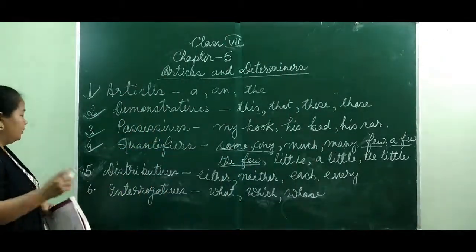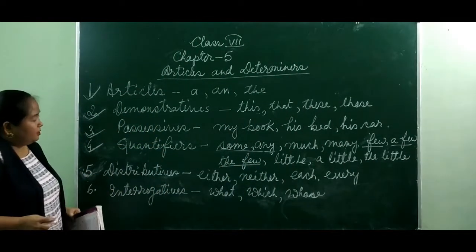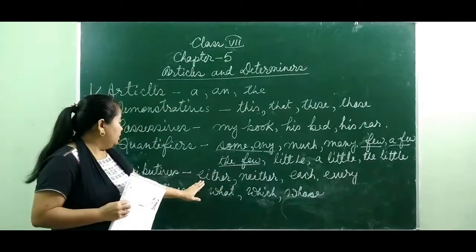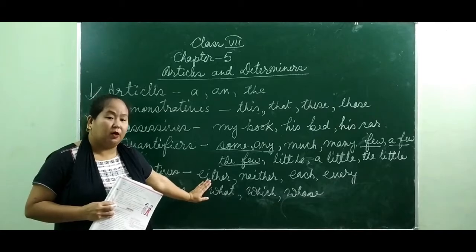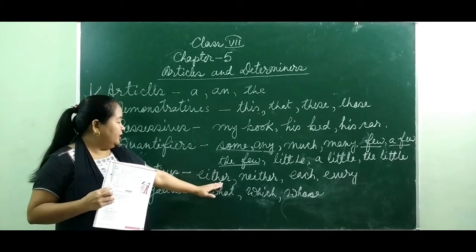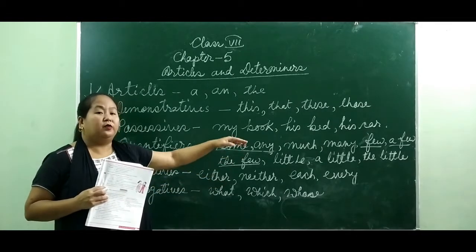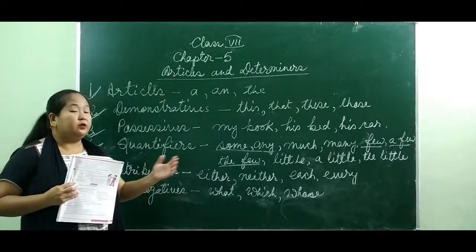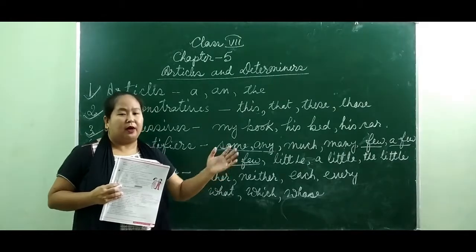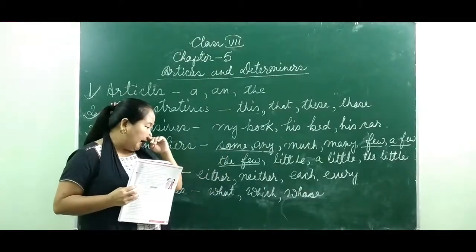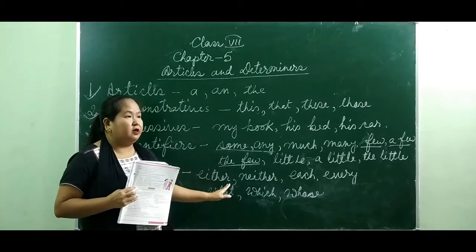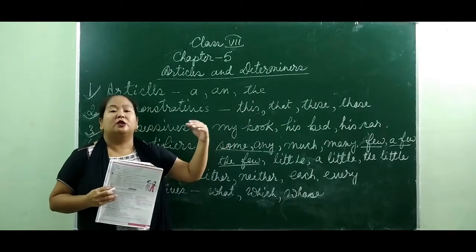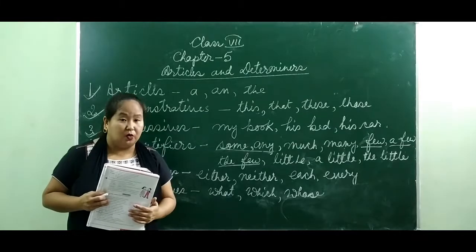Now we will learn distributives. Distributives are either, neither, each and every. We use distributives when we want to show distribution. Either is used to indicate any of the two persons or things. For example, you can use either pencil, any one of the two. And either is also used to refer to both things or persons. For example, there are tall trees on either side of the road.